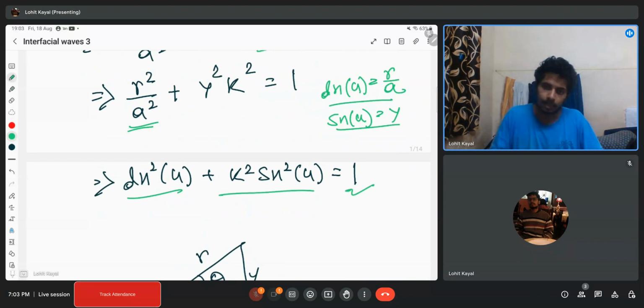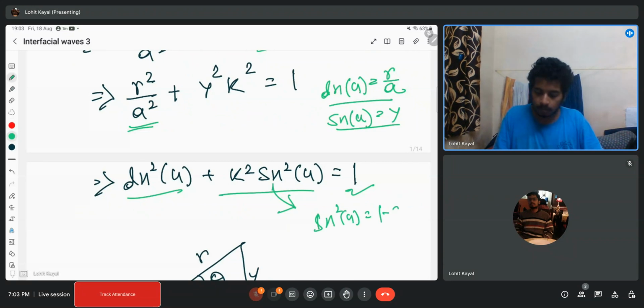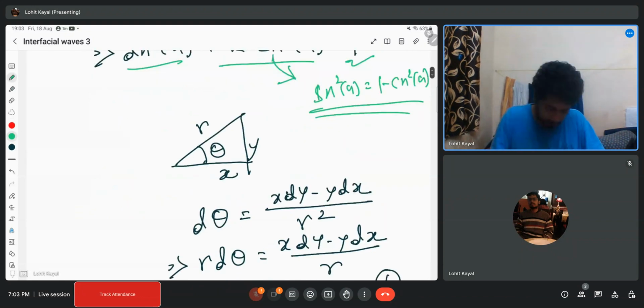Okay, so this is another identity. Similarly, you can find the relation between dn and cn as well. You just need to substitute sn square u equal to 1 minus cn square u. So you have got a total of three identities.